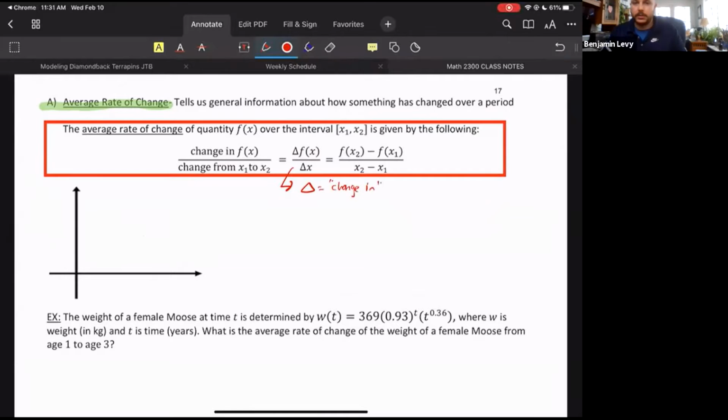It's something you see in not just future math classes, but lots of science classes as well. It's a good thing to know. So the change in part is where you subtract the two values, right? If you want to know the change from x1 to x2, you subtract x1 minus x2.